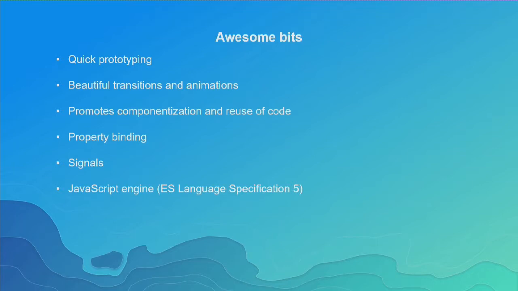What it means is that you assign a value to a property, but it listens for any changes on that value, and it will update the property that it's been assigned to. So it's pretty cool. It has signals for event listeners, and the bit of JavaScript that we saw is based on the ES specification 5. So it has all of the functionality that the ES specification 5 has.